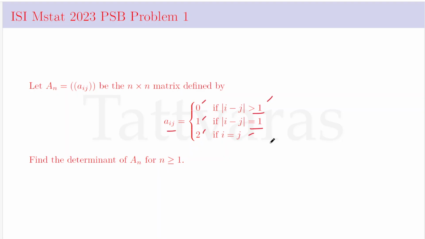Since this is a subjective problem, we have to argue step by step, and our argument should be clear. So we will try to do that in the upcoming slides. But first, let us explore how the matrix A_n looks for small choices of n.